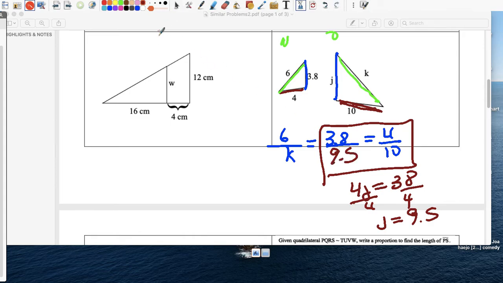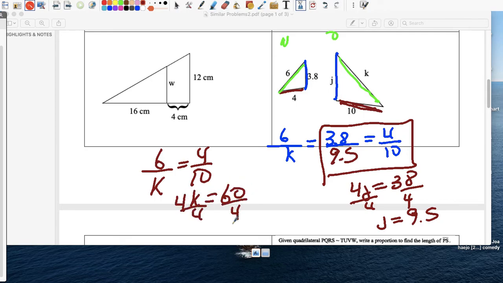Now we got to find k, so you can use either these two, 6 over k, 3.8 over 9.5, or 6 over k and 4 over 10. I'm going to use 6 over k, 4 over 10, because there are no decimals. So 4 times k is 4k. 10 and 6 is 60. Divide both sides by 4, and k equals 15. Okay.